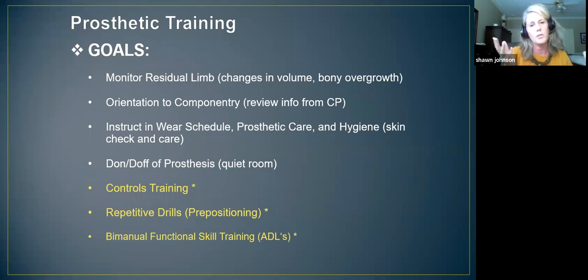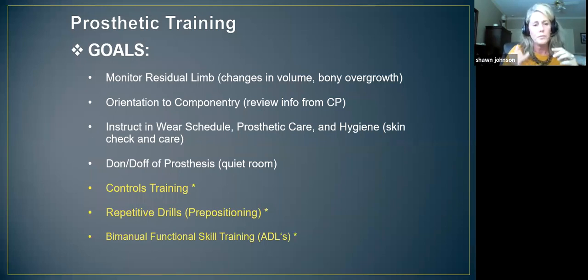Are there any changes in volume and shape? Is there any HO? Is there any bony overgrowth? We want to orient them to their componentry if that has not been covered by the prosthetist. We want to instruct them in a wear schedule, how to take care of their prosthesis, and do a skin check. We want to practice and repeat putting their prosthesis on and taking it off.